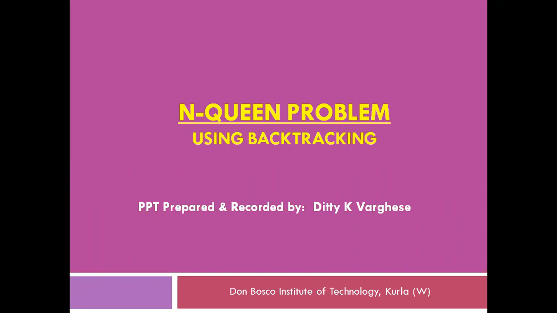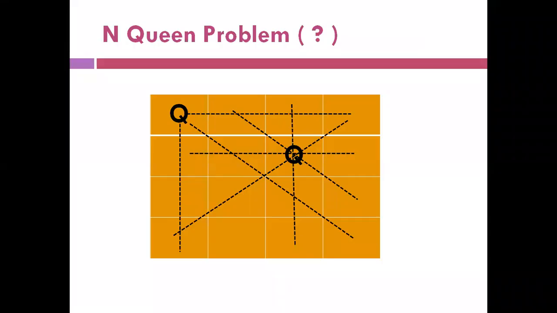The problem definition for NQueen states that n queens are to be placed on an n cross n board without them cancelling each other, in the sense that no two queens can be in the same row, same column, or diagonally. We are going to solve this problem using backtracking strategy.